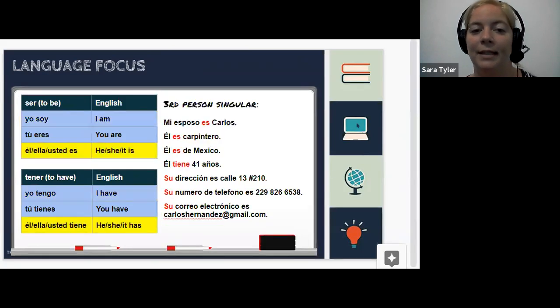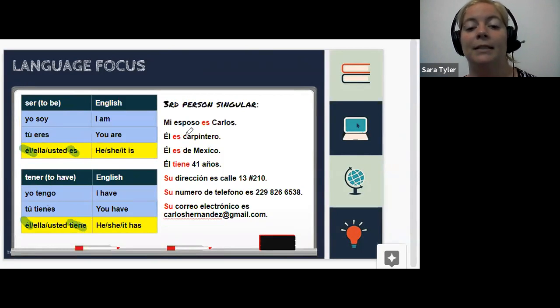So now you can see that I'm introducing my husband. I'm still using the same verbs. I've highlighted the third person form. So I'm going to be using él es or él tiene, since my husband is a he. But all the information that I'm giving is the same that I gave for myself. So I'm going to introduce him.